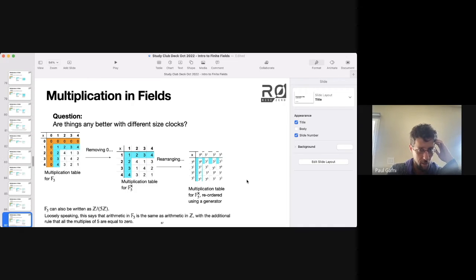The arithmetic in the field of order 5 is essentially the same thing as the arithmetic in the integers, with one additional rule. And the additional rule is that all the multiples of 5 are equal to 0. So you could actually take a regular multiplication table, normally like a 12 by 12, but you could take a 50 by 50 multiplication table, and everywhere you see a multiple of 5, replace it with 0. And effectively, you would just see a bunch of copies of this table over and over again.